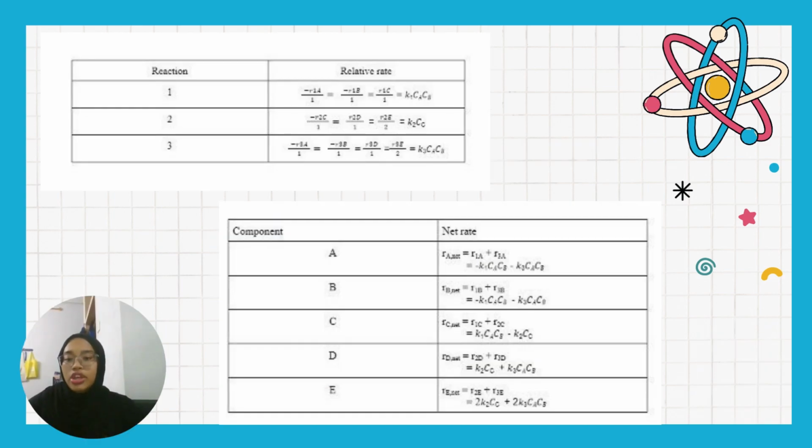Therefore, from the rate law equations for reactions 1, 2, and the overall reaction, we can get the relative rate equations for each reaction shown in the table above, while the table below shows the net rate of each component, for components A, B, C, D, and E.